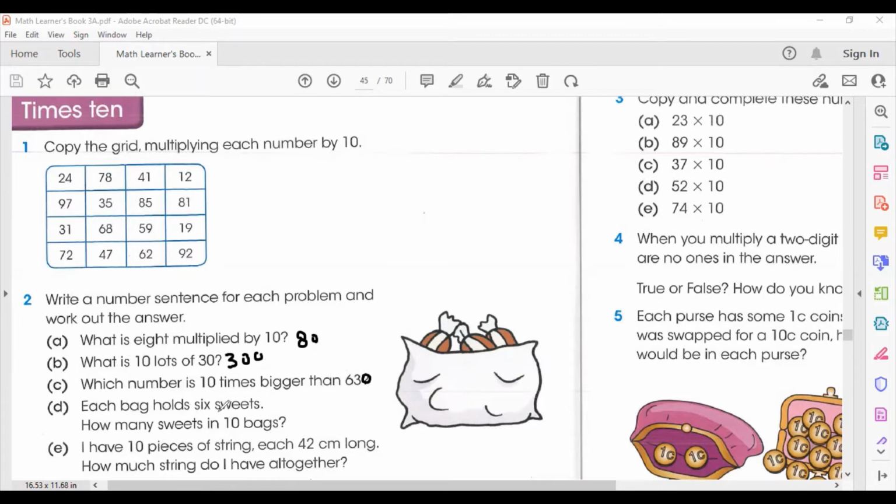How many sweets in 10 bags? So 10 multiplied by 6, 60. Okay, like this 42. 10 multiplied by 42, 420. So same like this, all other parts.